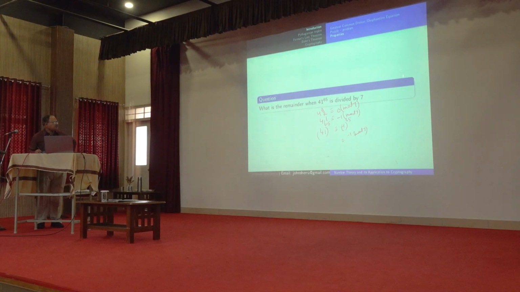How do you make it positive? Add 7, isn't it? So you will get it as 6 mod 7. So, 6 is the remainder when 41 power 65 is divided by 7.